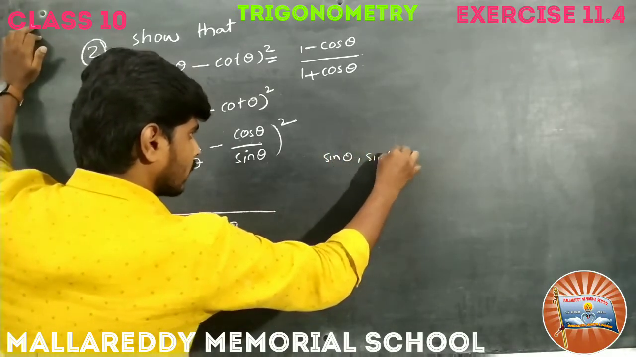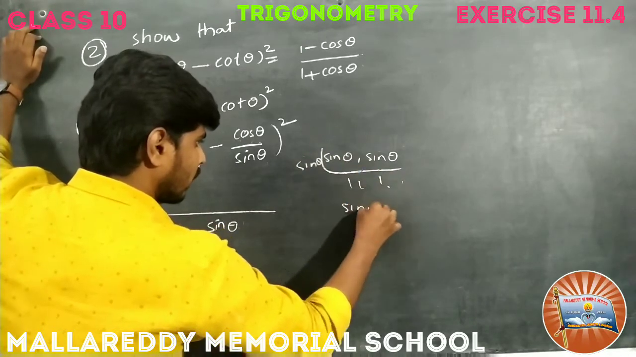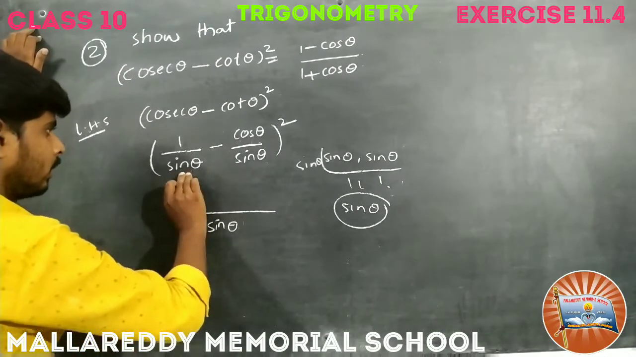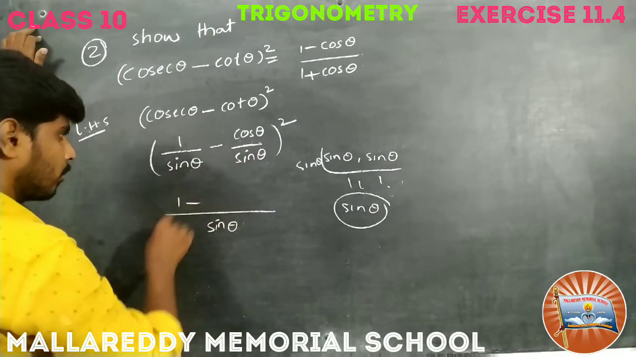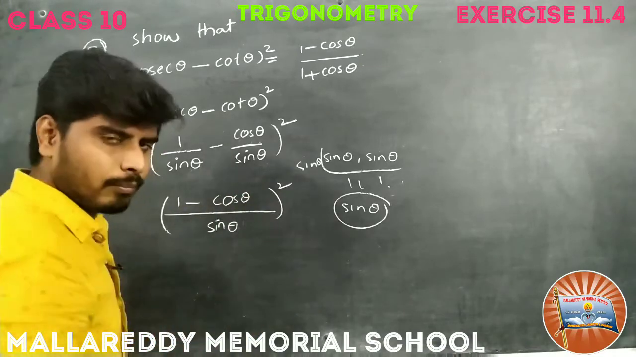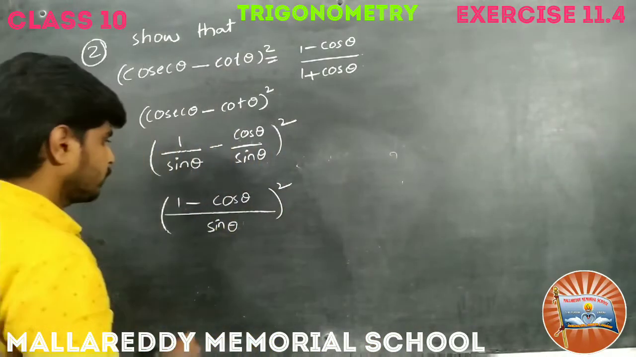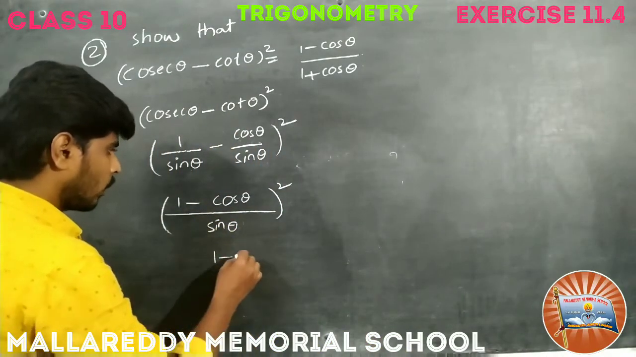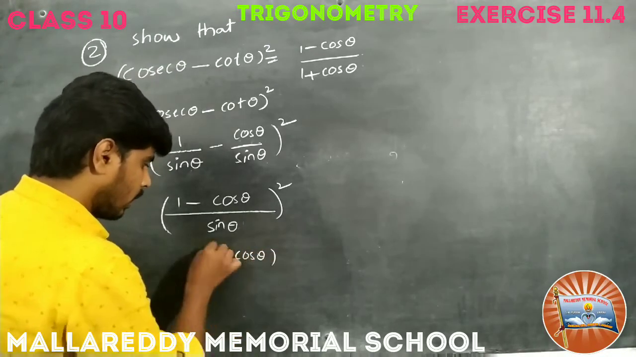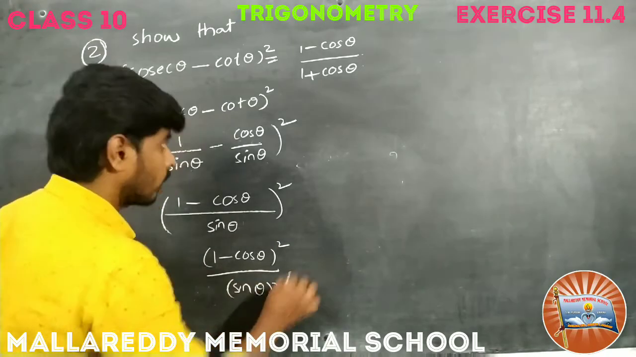Sin theta, sin theta. So sin theta once is the final. Sin theta is the LCM, right? So here sin is present, sin is also present here. So 1 minus cos theta, whole square. I am erasing this. So what becomes? So separate the square here. (1 minus cos theta) whole square by sin theta whole square.